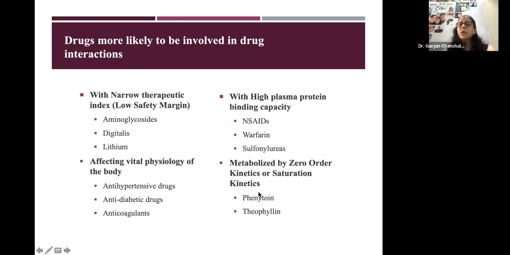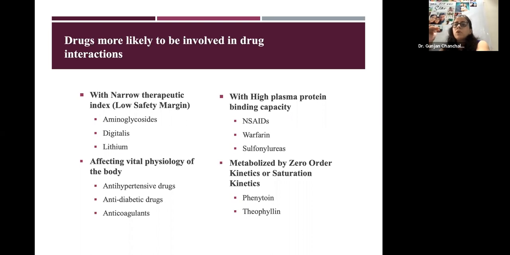What do you mean by zero order kinetics or saturation kinetics? Basically, drug metabolism can happen by two kinetics. One is first order kinetics, the other is zero order kinetics. In first order kinetics, if I give a drug at X concentration, the metabolism is X. When I increase it to Y concentration, the metabolism will increase to Y. Whatever concentration is there in the serum, accordingly the metabolism of the drug will increase.